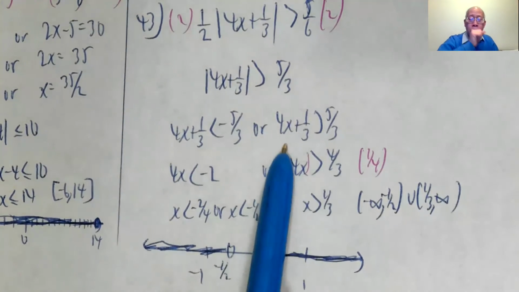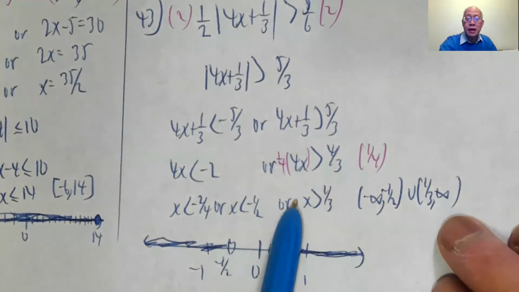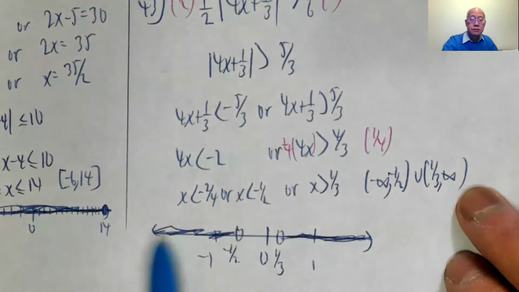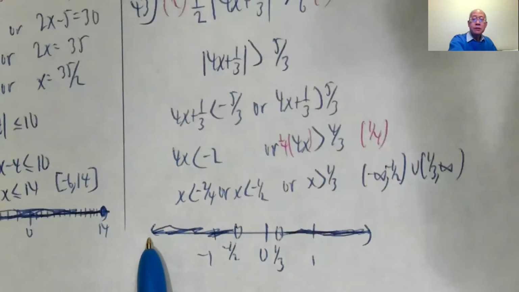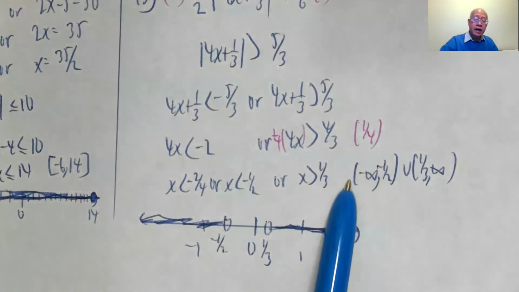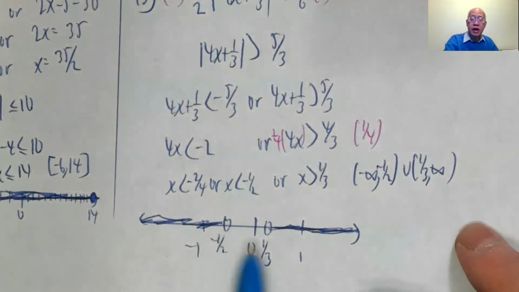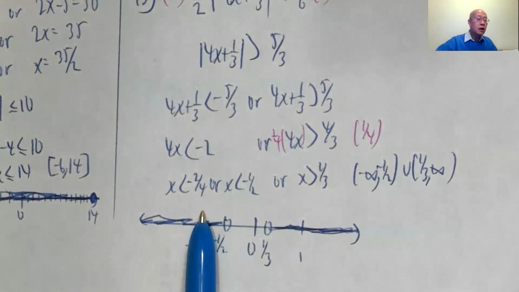Or 4x is greater than 4/3, multiplied by 1/4. X is greater than 1/3. So negative a half, positive a third, open, open. So negative infinity, negative a half, union 1/3 infinity. Everything is parentheses. Negative infinity and positive infinity always use parentheses. And we're not counting the negative a half or positive 1/3, so they're also with parentheses. All right, so these are how to work out problems in 1.8.